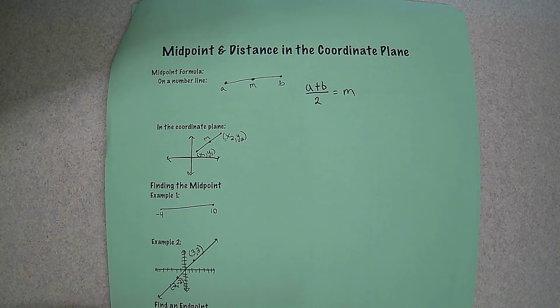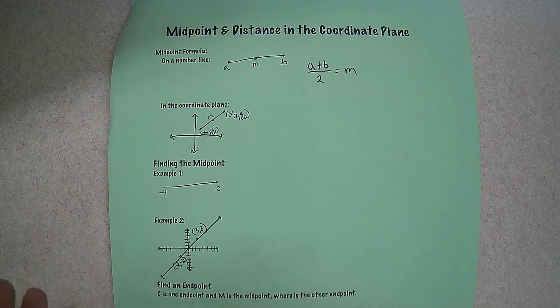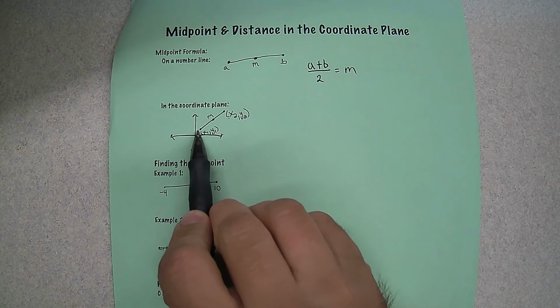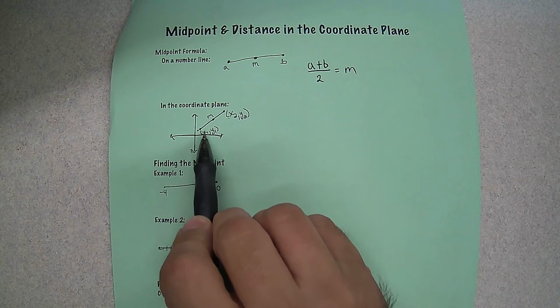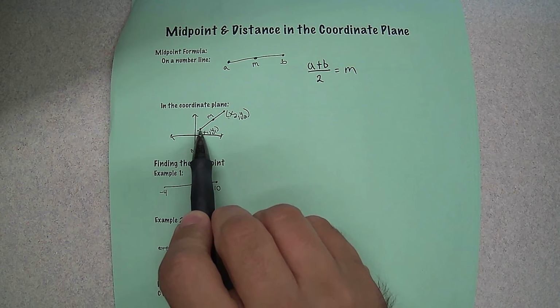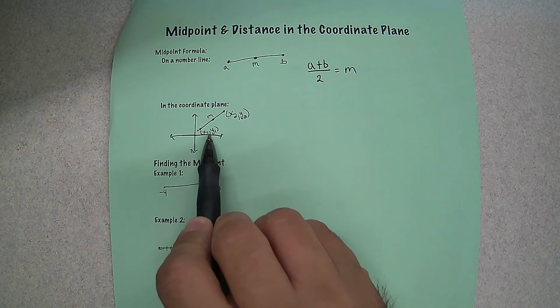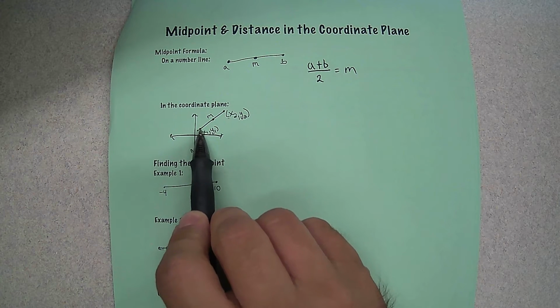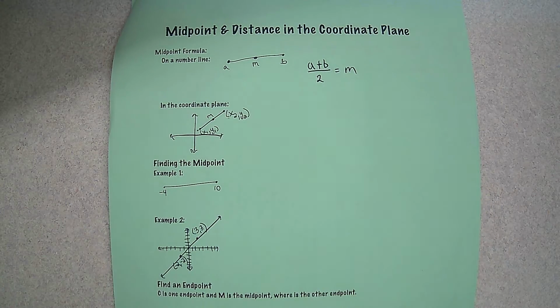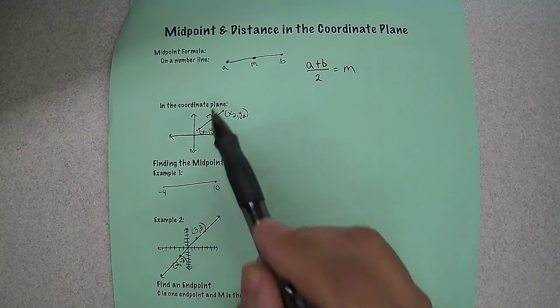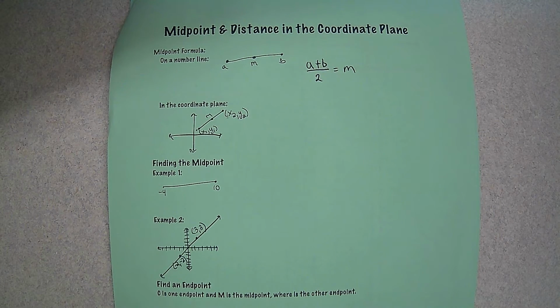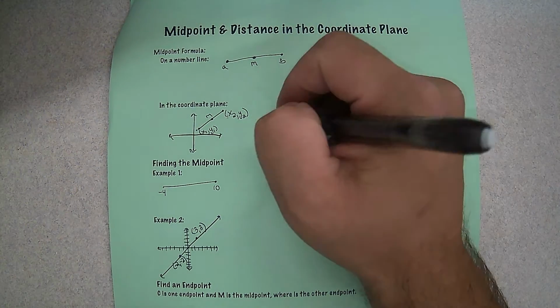In a coordinate plane, which is where we're going to see this a little bit more often, we have a point here, and we're going to call this point x1, y1, because remember the coordinates have an x and a y value, and we just use the 1 to identify that they go together. So x1, y1, and then we have our other point x2, y2, and our midpoint's halfway on there, which is a coordinate.